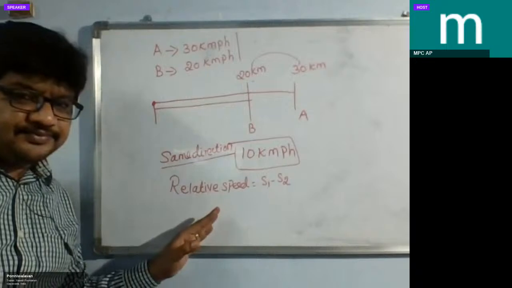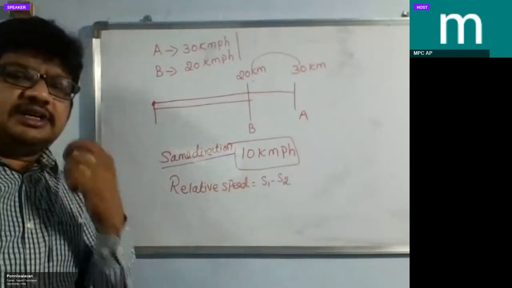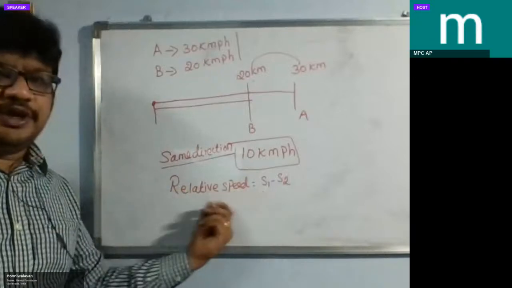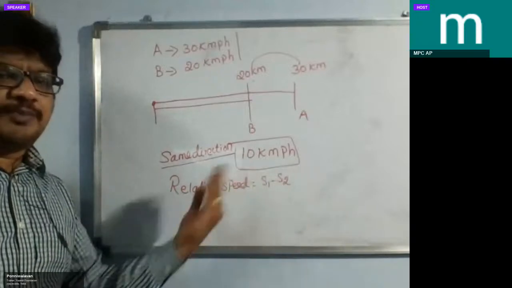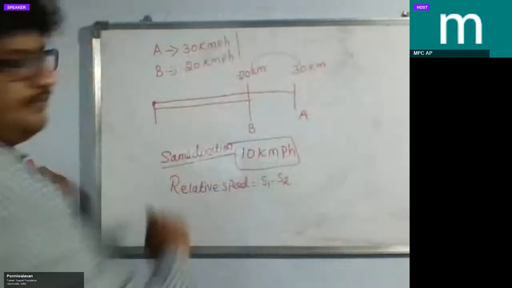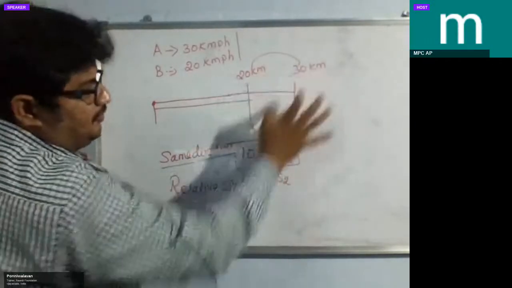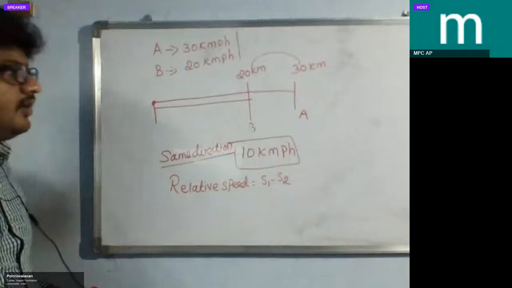Clear? I think you have already heard about the term relative speed. Same direction means minus, opposite direction means plus. I think you know the basics, but this is what actually happens. So what is the difference between them? It is the difference between the speeds for 1 hour. Okay.